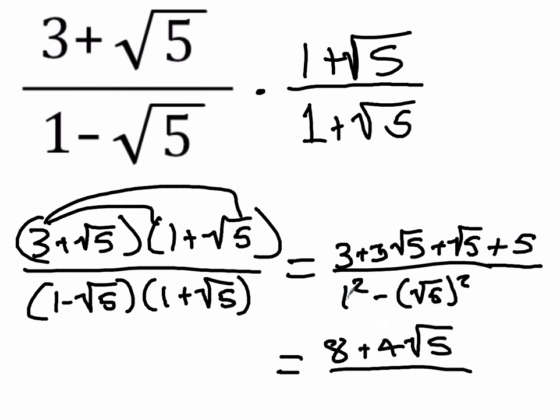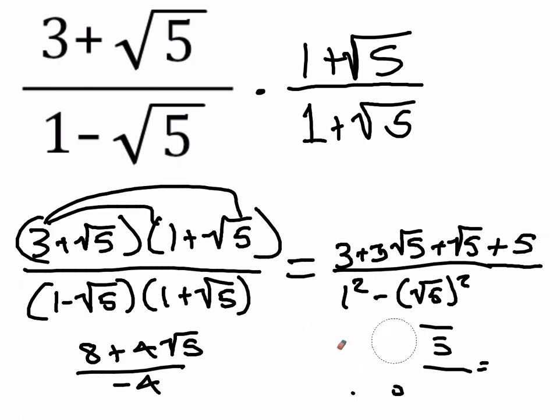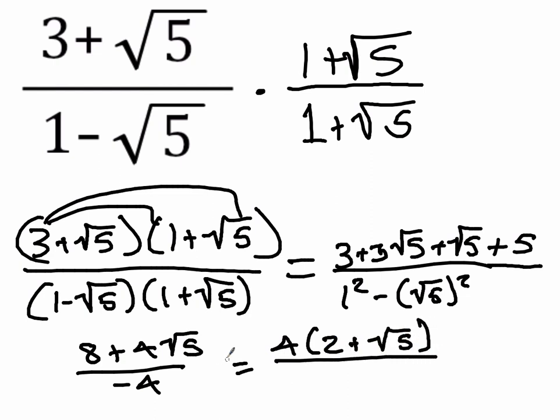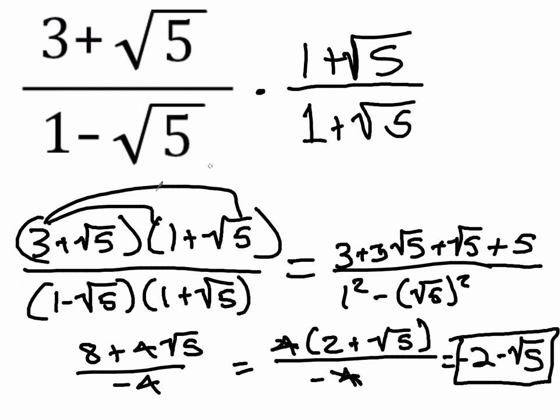And then on the bottom we have 1 minus the square root of 5 times the square root of 5, which is going to be 5. So we have 1 minus 5. So I'll write it over here actually. We have 8 plus 4 square root 5 over negative 4. And this can actually be simplified. So let me get a little bit more space. I could rewrite the top as 4 times 2 plus the square root of 5, and then I have over negative 4. These are going to cancel out, and I'll just be left with negative 1 times 2 plus the square root of 5, or negative 2 minus the square root of 5. So that's what this problem simplifies to. And that's it for lesson 7.3.